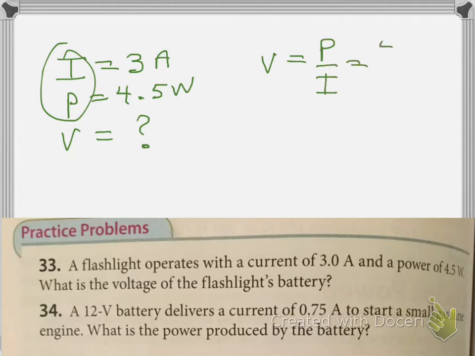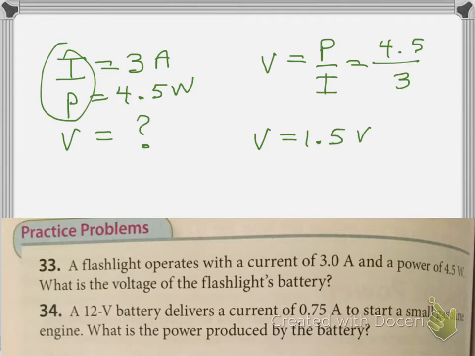So P is 4.5 and I is 3. So 4.5 divided by 3 will be 1.5. So we have 1.5 volts, which is about that of a AA or AAA battery. I can't remember for sure which. I think a AA battery is 1.5.